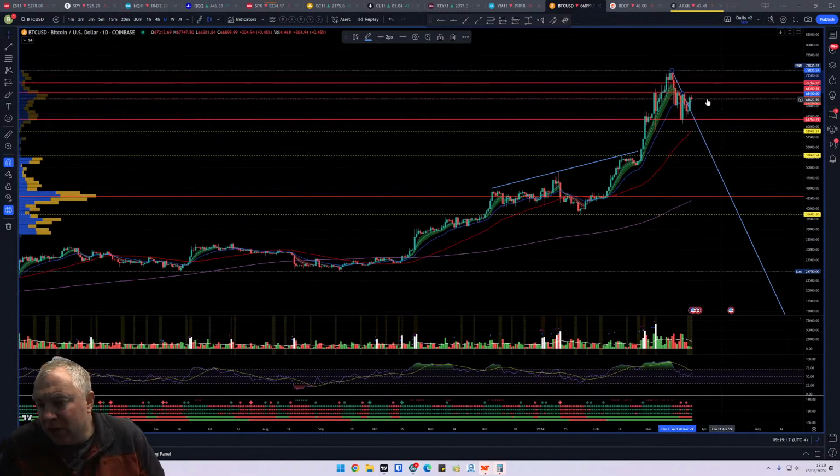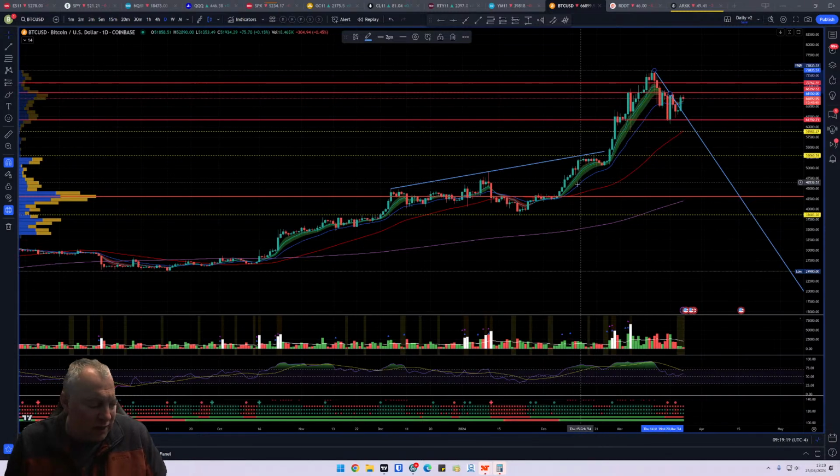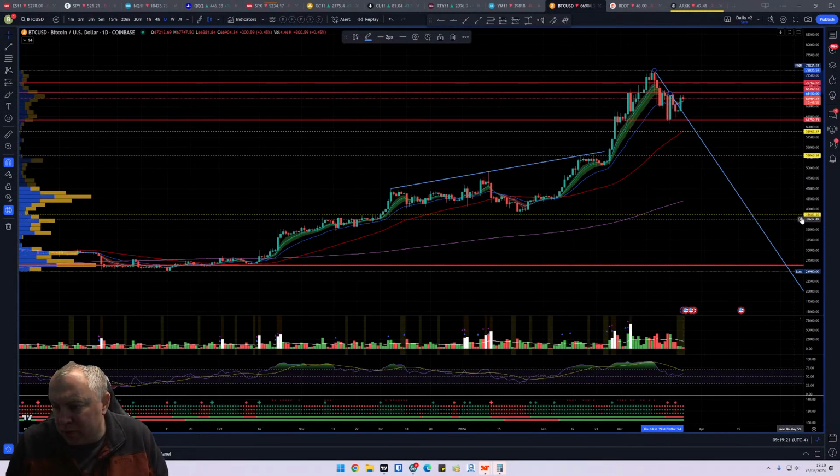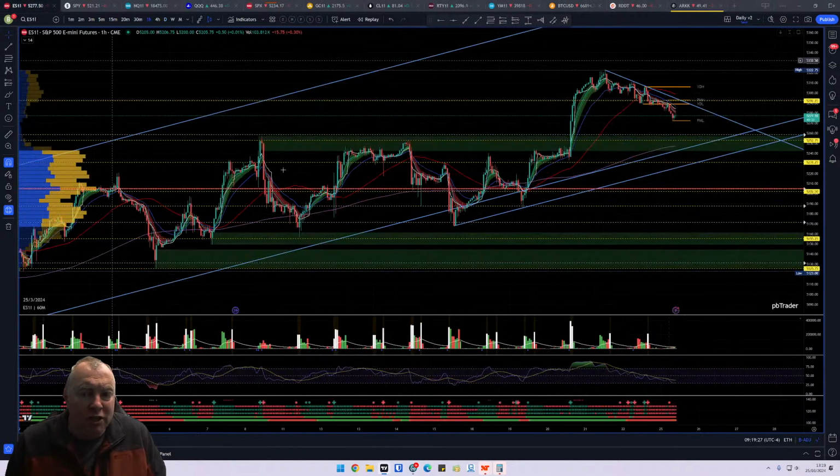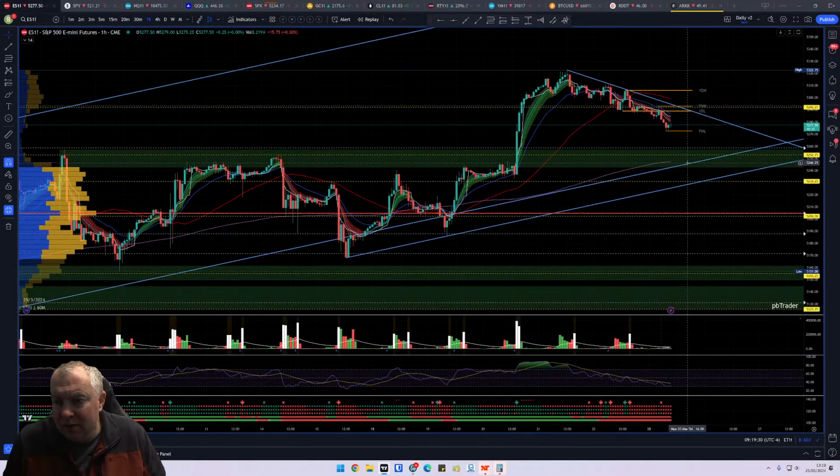So no decent levels yet. Let's see how this forms over the next few days. There's a halving event coming up soon as well, so it'd be interesting to see how that affects Bitcoin. And that's it. Just quickly look at ES, see if it's changed in the last few minutes.